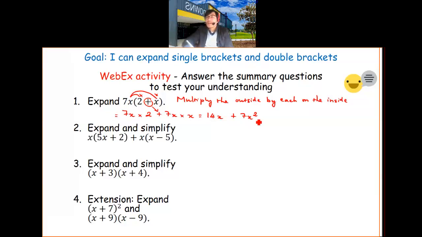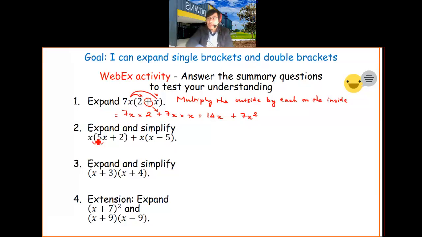All right, now for question 2 here, we're moving up one level. So here we have to expand and simplify. And what we can see is that we got 2 brackets here, separated by a plus sign. So what we have to do here is similar to question 1, and we're going to expand the brackets, but we have to do this one separately. So just like question 1, we multiply the outside by each on the inside.